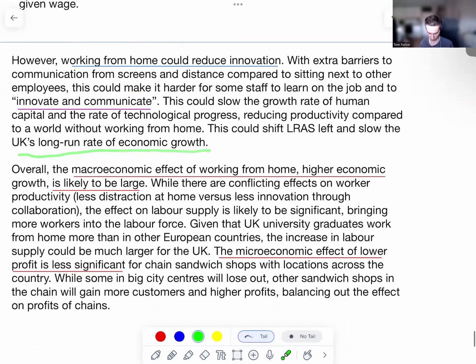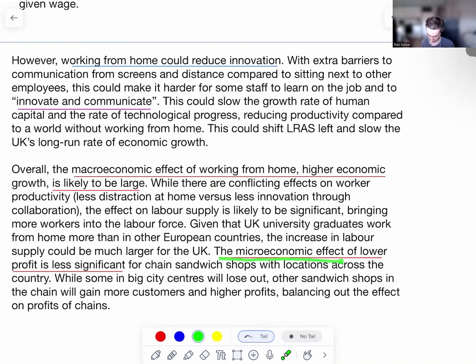Let's conclude. So overall, the macro effect of working from home on higher economic growth is likely to be large. There may be conflicting effects on productivity, such as less distraction at home versus less innovation through collaboration. The effect on labour supply is likely to be significant, bringing more workers into the labour force. Given that UK university graduates work from home more than other European countries, the increase in labour supply could be much larger for the UK than for other European countries.